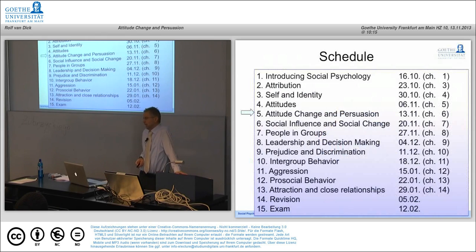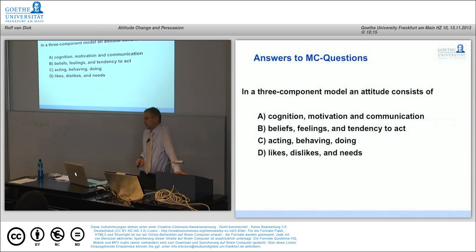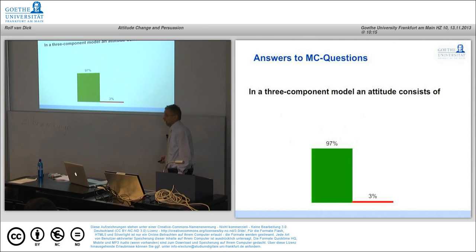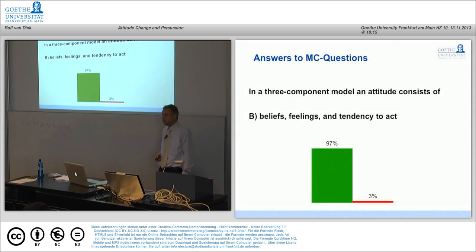But let's briefly go back to last week's questions. In the 3-component model, an attitude consists of cognition, motivation, and communication; beliefs, feelings, and tendency to act; acting, behaving, doing; or likes, dislikes, and needs. Yes, please. B. Beliefs, feelings, and the tendency to act. So you are among the 97% who got this question right. Beliefs, feelings, and tendency to act. Remember the acronym ABC model.